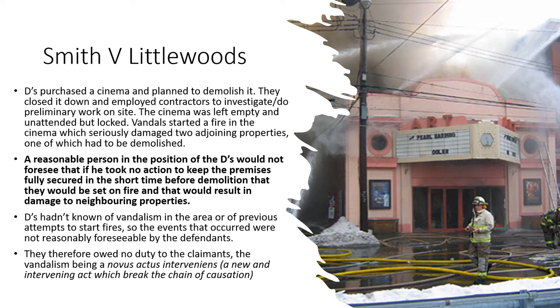Now it was held a reasonable person in the position of the defendant would not foresee that if he took no action to keep the premises fully secure in the short time before demolition, they would be set on fire, and this would result in damage to neighbouring properties. Now the defendant had not known of vandalism in the area or of previous attempts to start fires, so the events that occurred were not reasonably foreseeable, and therefore this act, the vandalism, did break the chain of causation in terms of any negligence.